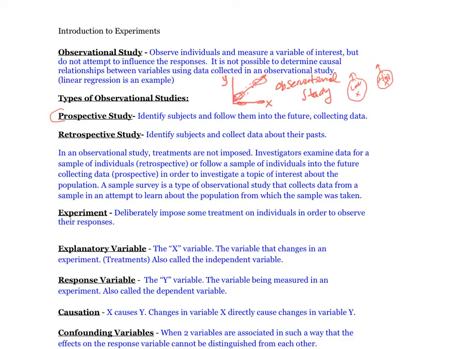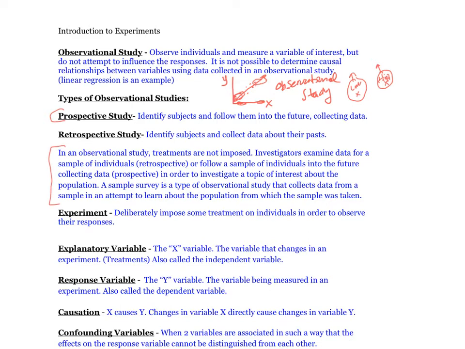A retrospective study might be to identify those people with high blood pressure and ask them about their habits, like how many people are smokers, how many people have bad diets, how many people don't exercise, how many people have a history with their family, that kind of thing. So we'd ask subjects questions about their past. In both of those, though, we're not attempting to control any variables. We're not looking at different groups of people. We're just observing what happens.